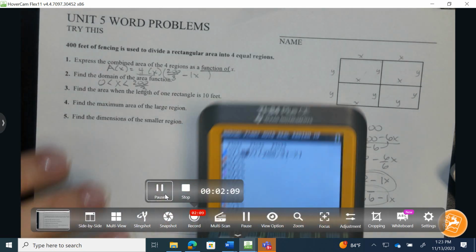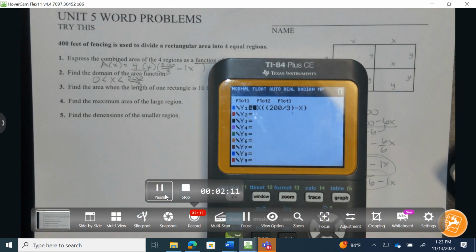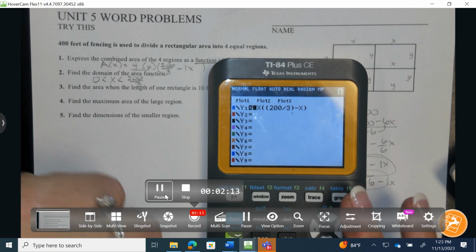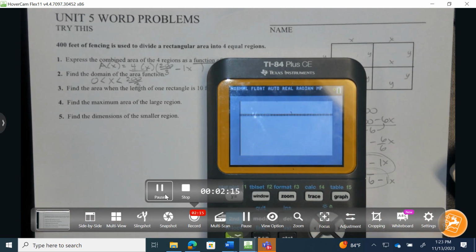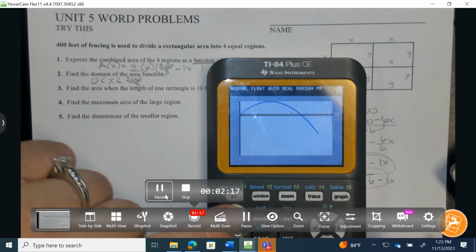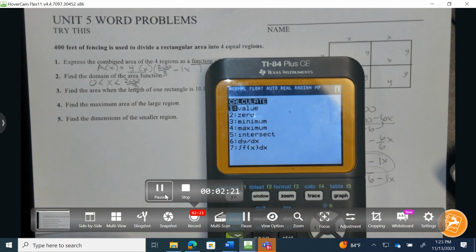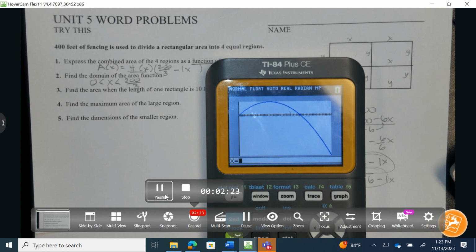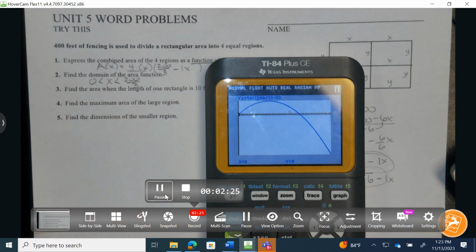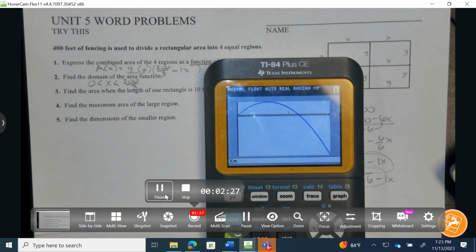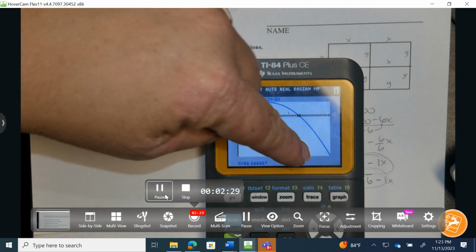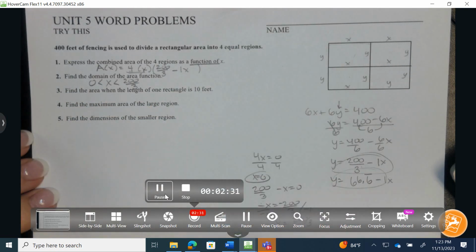Now I've taken this equation, that's when I pressed pause, and I plugged the equation in, and then I did a zoom fit. And now let's check. Second trace value. I'm going to start by doing 0. We can see 0 is a solution. Second trace value, I'm going to do 200 divided by 3. And we can see this is also a solution. So I feel confident with this answer. This is algebraically how we're going to do this.